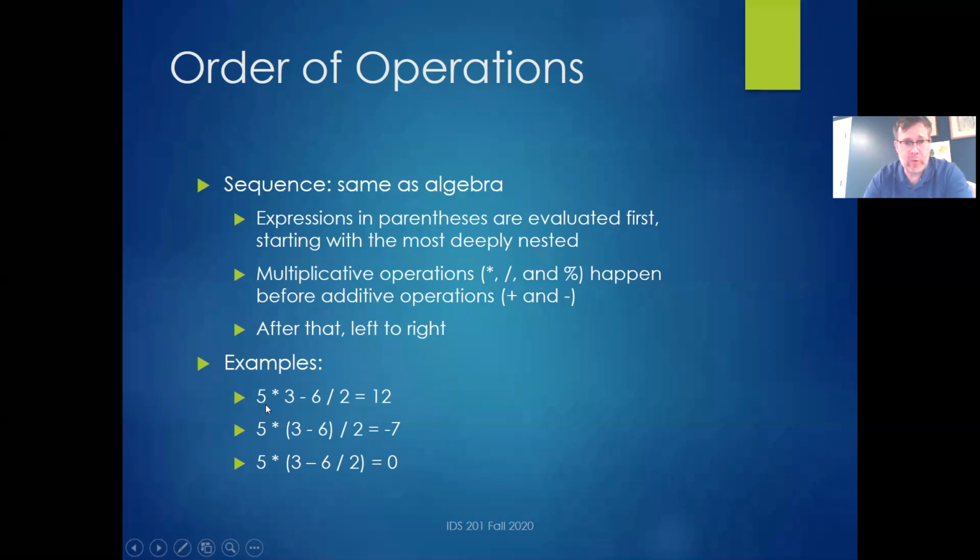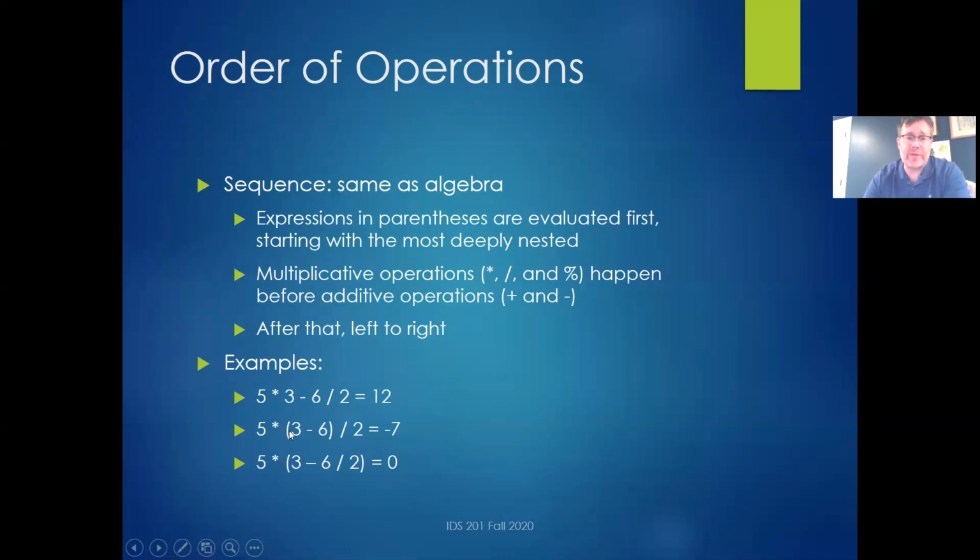So this first one, right? 5 times 3 minus 6 divided by 2. Okay, we don't do it just left to right. If we just did it left to right, we'd have 5 times 3 is 15 minus 6 is 9 divided by 2 in Java would give us 4, right? But that's not how it works. Instead, we say, okay, here are all the operations. There's multiplication, there's subtraction, and there's a division. Well, multiplicative ones happen first and it happens left to right. So the first thing we do, 5 times 3, that's 15. Second thing we do, 6 divided by 2, that's 3. Last thing we do, 15 minus 3, well, we get 12, that's our number.